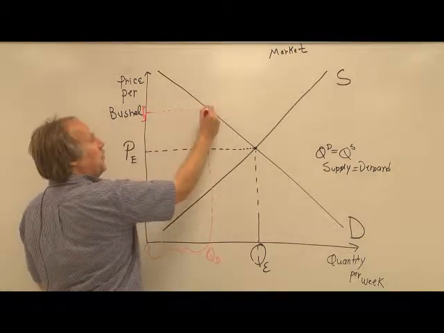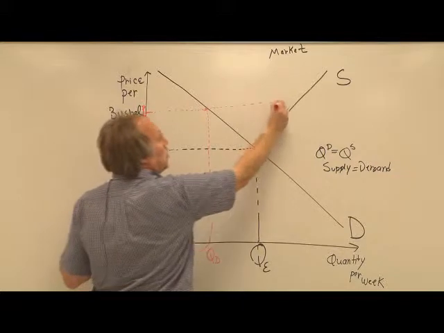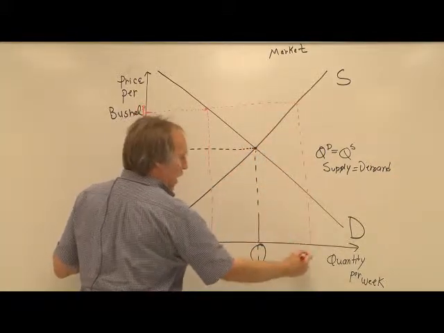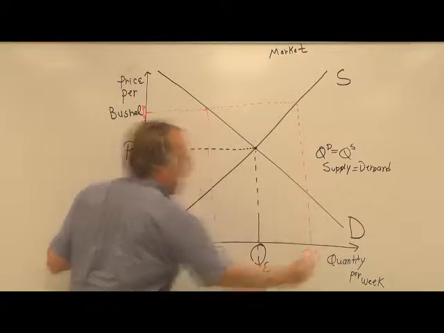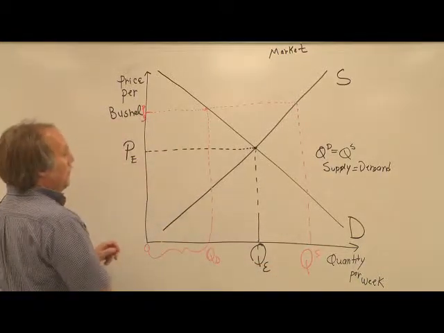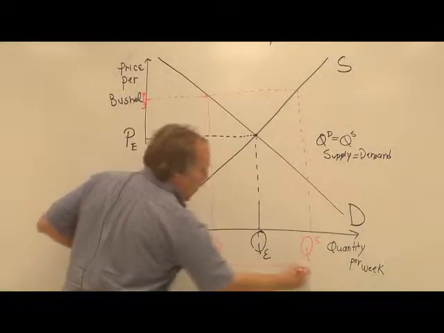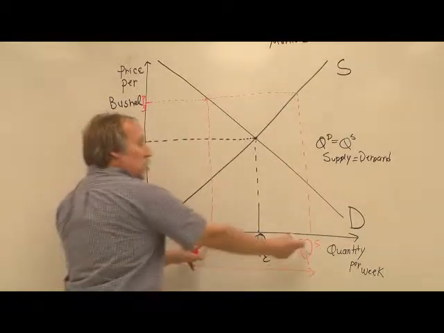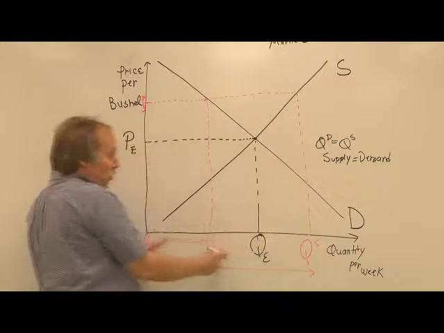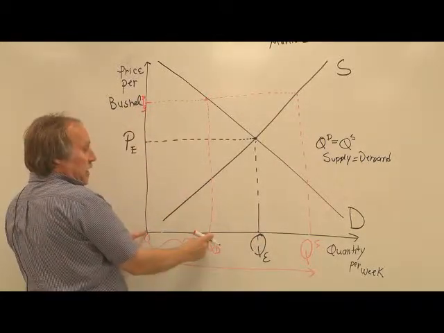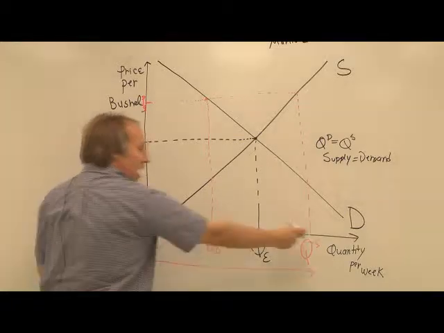At P3, that's a pretty good price. Producers will be willing to put out on that market, if that price is there, QS. Wait a second. Buyers want this much. Producers want to put out that much. It looks like producers want to put out this much more than what buyers want. Buyers at P3 just want this quantity. Producers want to put out that quantity.